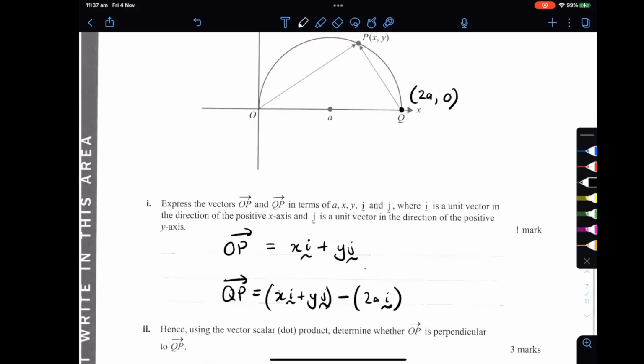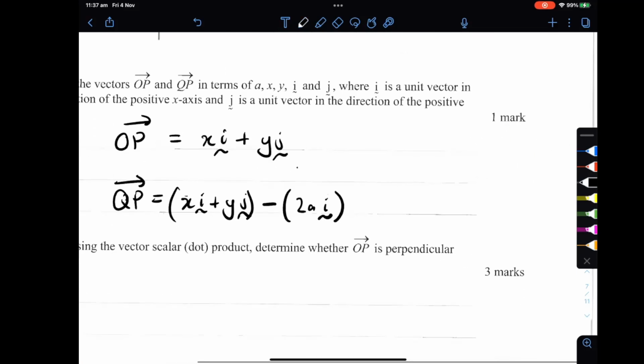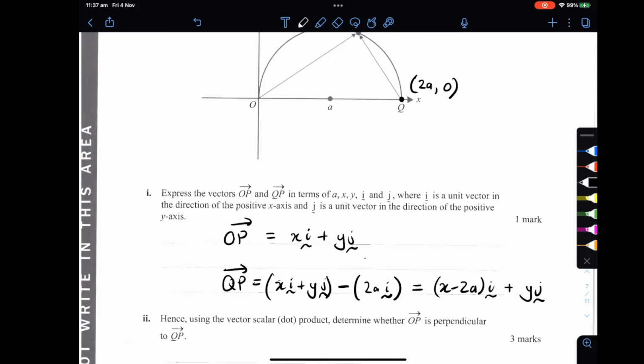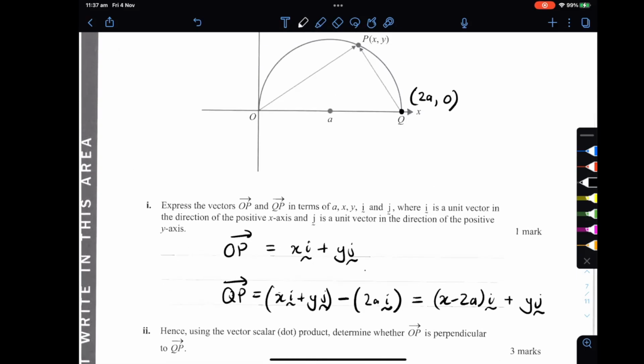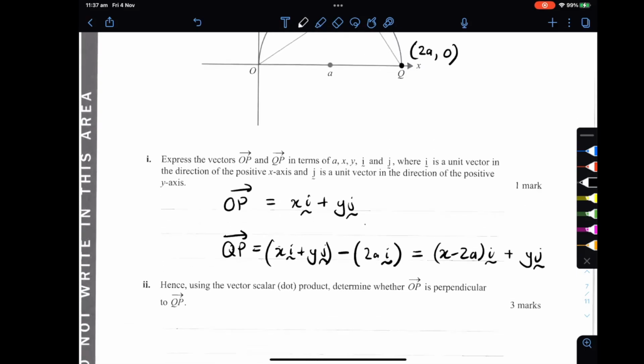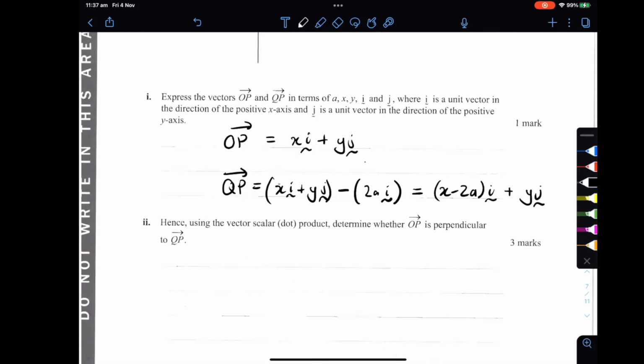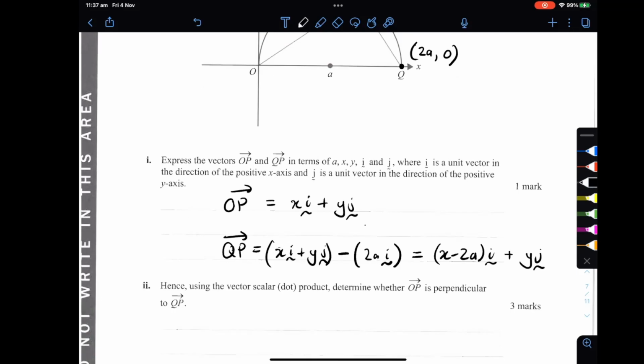Like that. So it's just this vector here minus this vector. That will get you that. Okay, so if we combine these, we're going to get x minus 2a i plus yj. And that appears like it's right. Okay, using the vector scalar product, determine whether OP is perpendicular to QP.